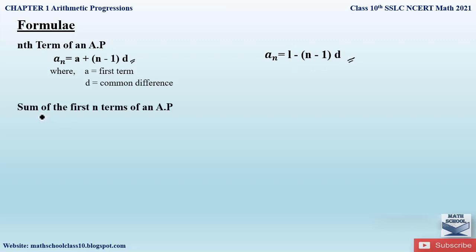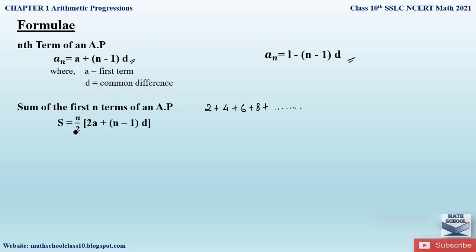The next important formula is the sum of the first n terms of an AP. So when they give you an AP like 2 plus 4 plus 6 plus 8 plus so on, and they ask you to find out the sum of the n terms of the AP, such as 25 terms of an AP, then how do you find it out?